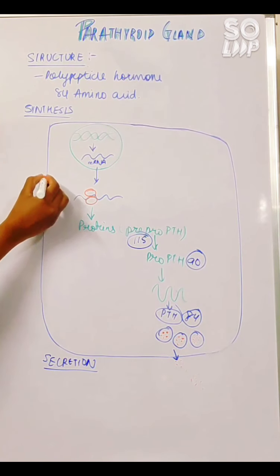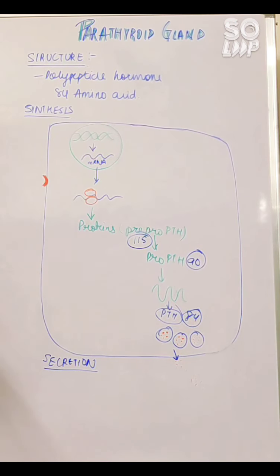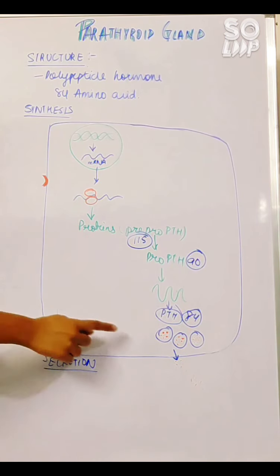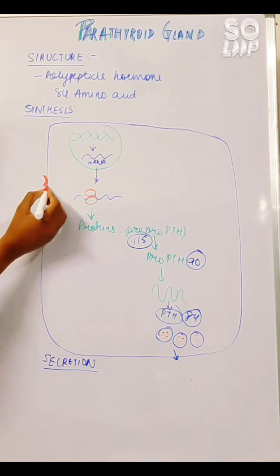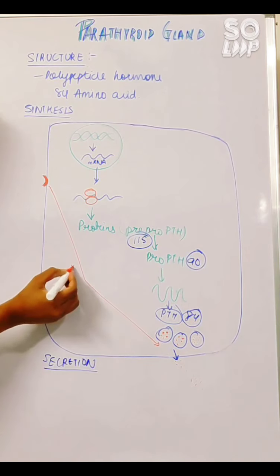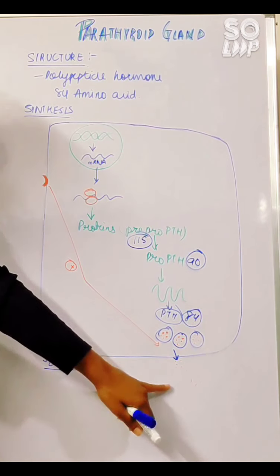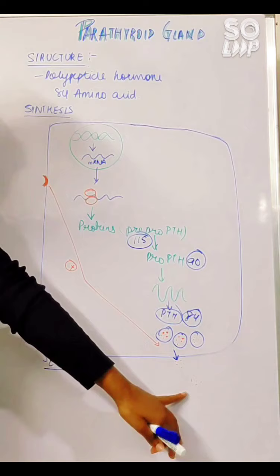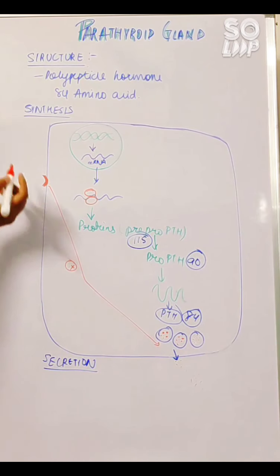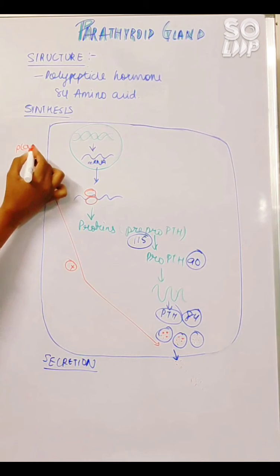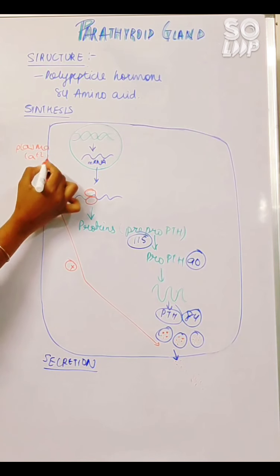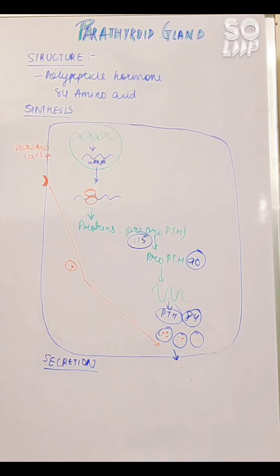So there are calcium receptors present here. These calcium receptors will sense the calcium level. They will sense that if the plasma ionized calcium level is low, that will result in exocytosis of the parathyroid granules, and the result will be release of parathyroid hormone, right? But if the plasma calcium level is high, then it diminishes the secretion, right?